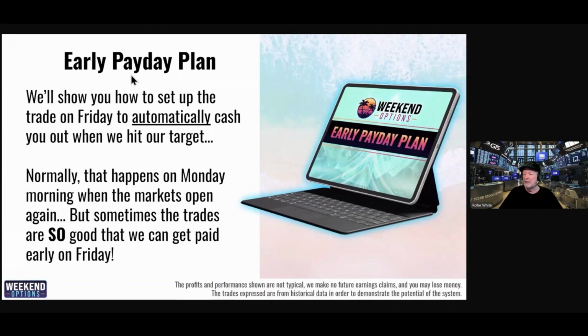Now, we also have the early payday plan, where we'll show you how to set up the trade on Friday to automatically cash out when you hit our target. Normally that happens on Monday morning, when the markets open again, but sometimes the trades are so good that we can get paid even early.